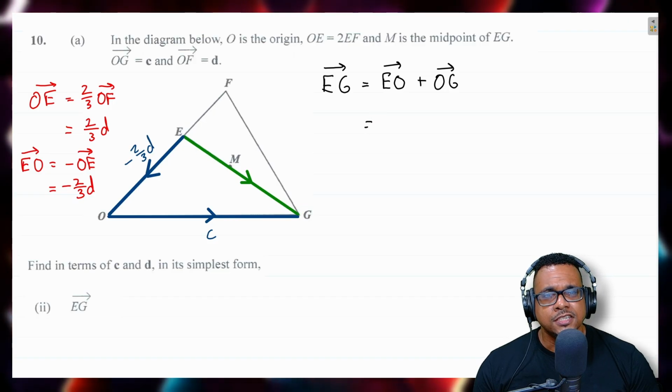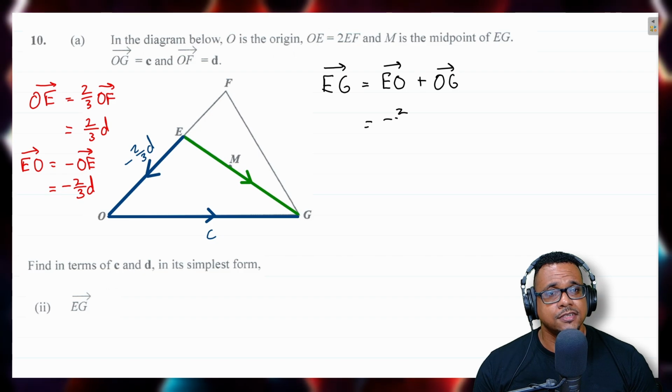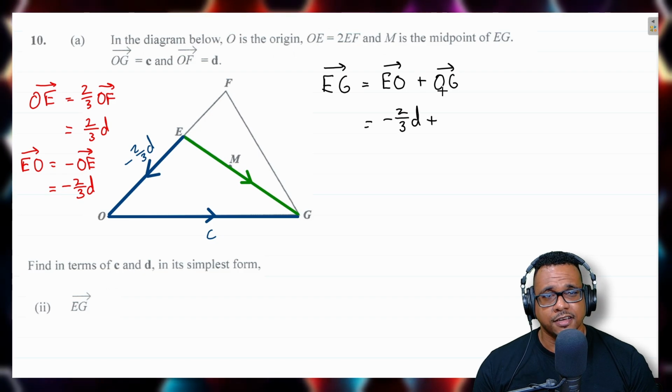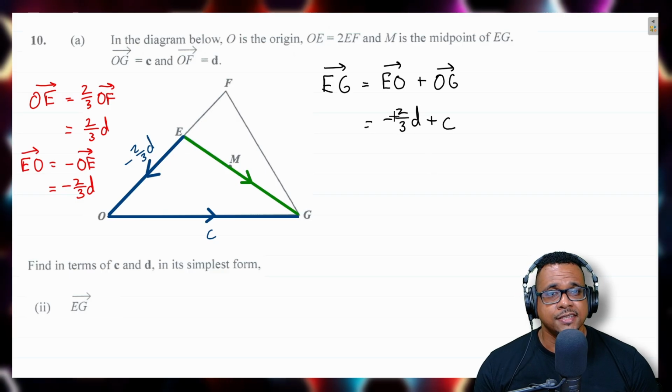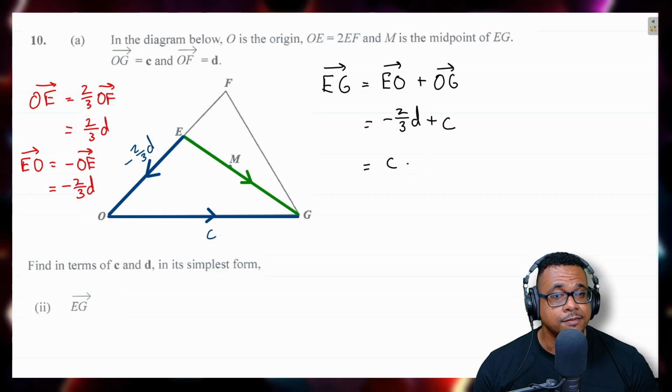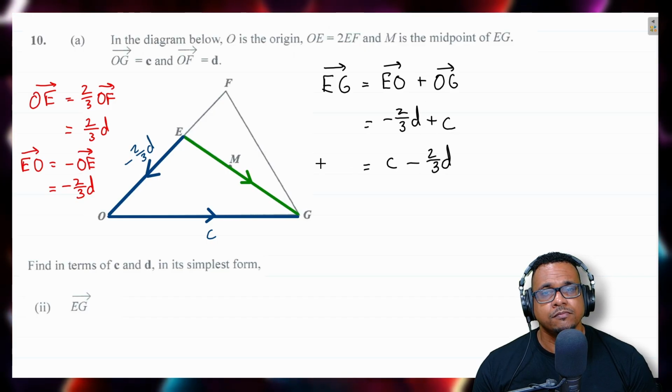All right, so E to G is equal to E to O, which is negative 2/3 d, plus the vector O to G, which is c. Now again, if you don't want to write the negative first, we could put the positive c first and then the negative 2/3 d. So either one will do. That's the vector E to G.